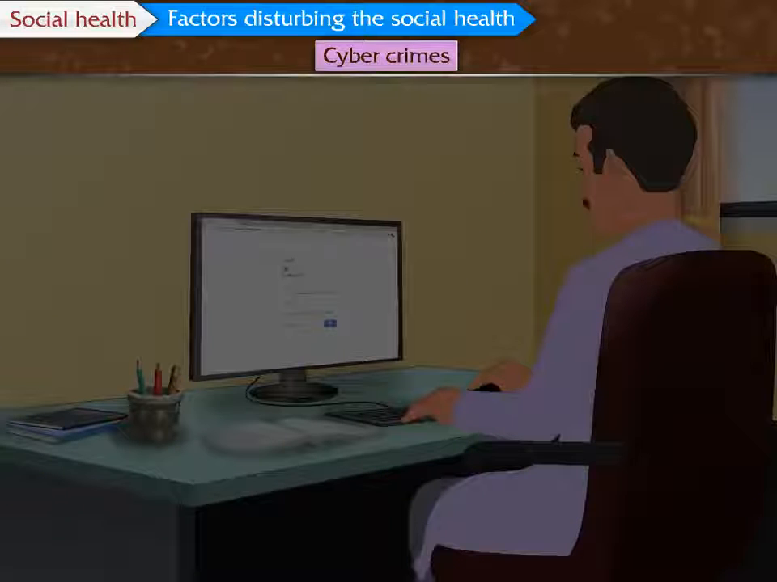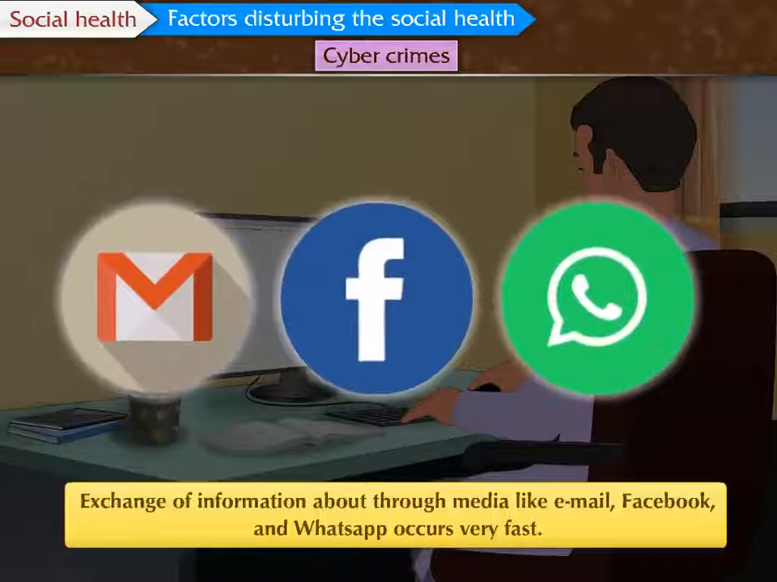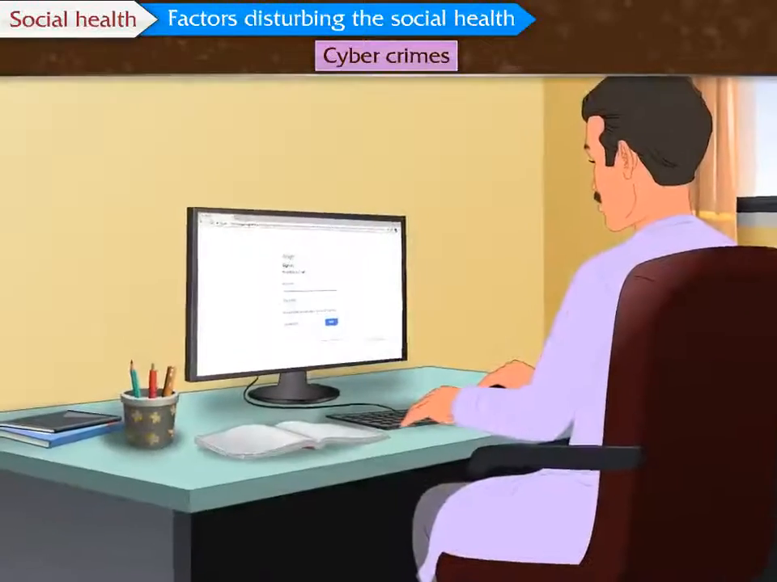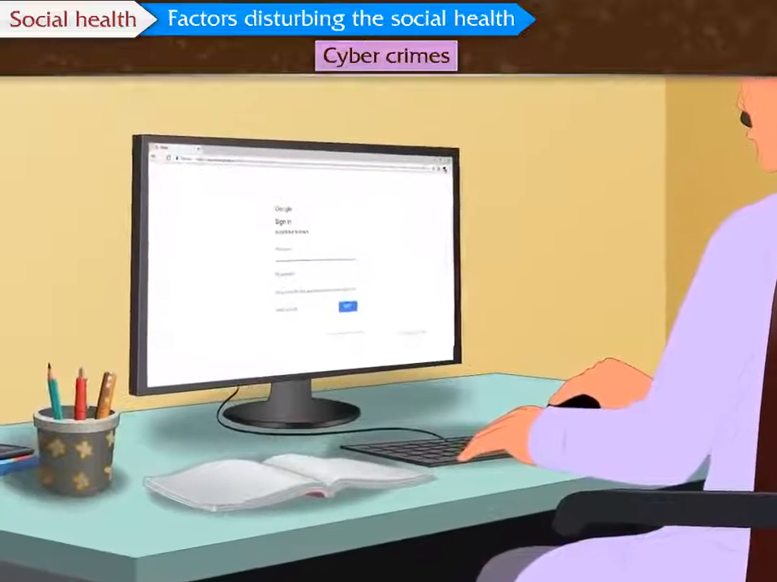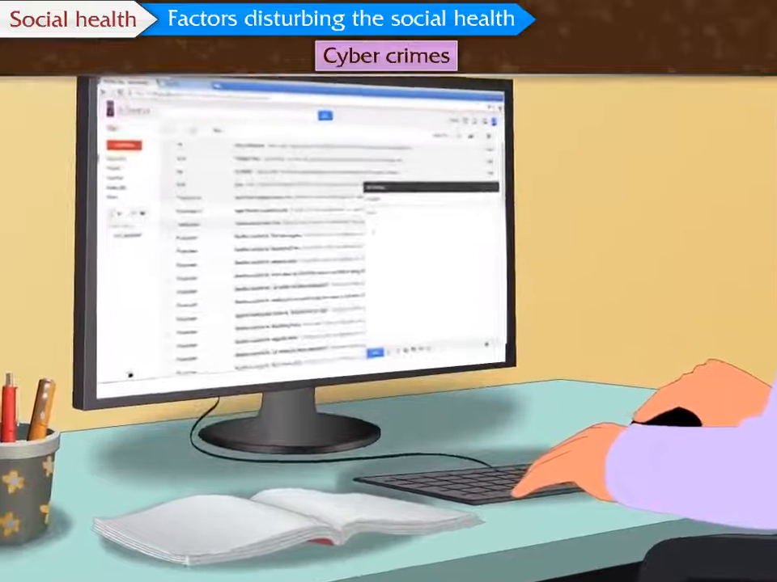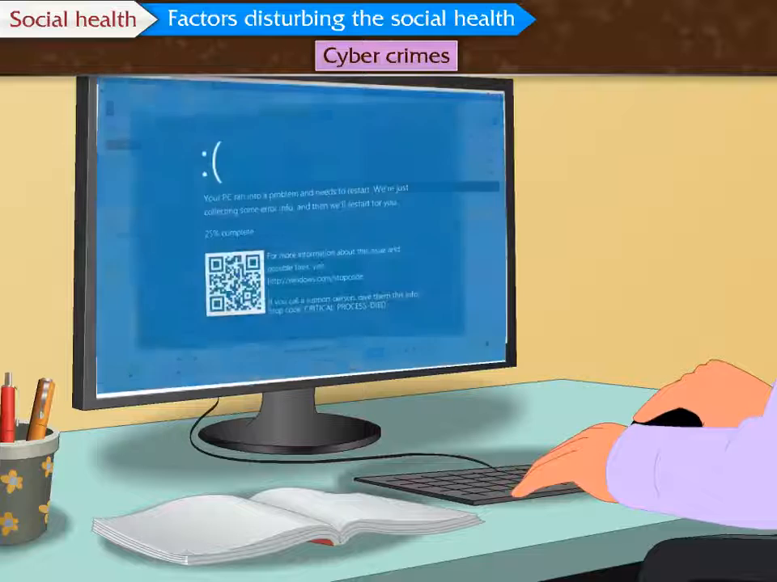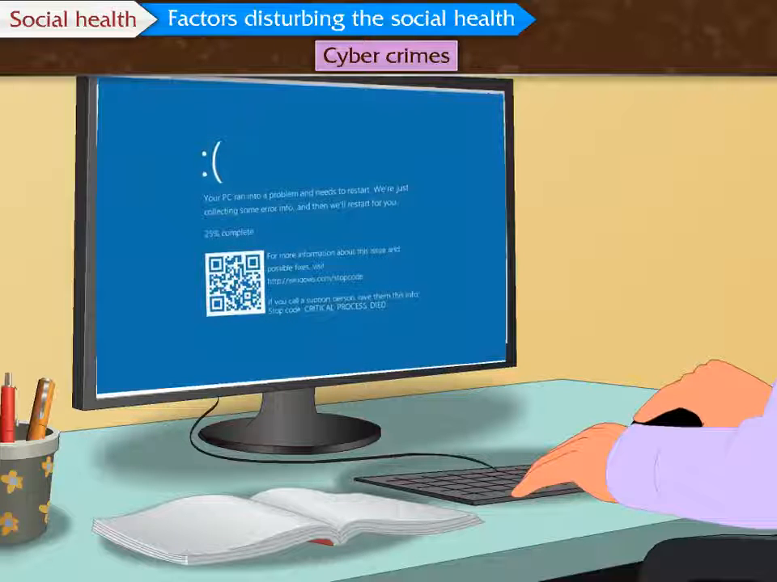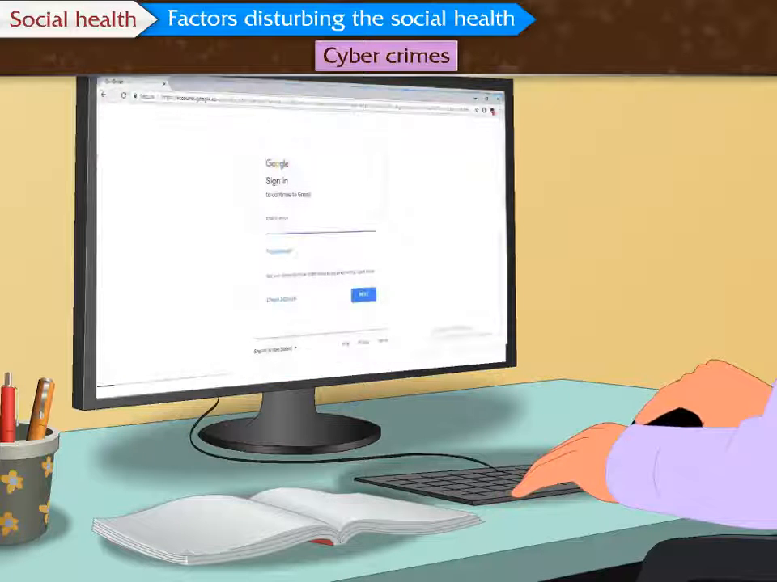Exchange of information through media like email, Facebook and WhatsApp occurs very fast. However, our personal information and phone numbers are automatically spread and thereby reach unwanted persons, which leads to malpractices like incoming of unnecessary messages. Some of such messages either impair or shut down the mobiles and computers. To avoid such unwelcome happenings, logging out of our account is a must.